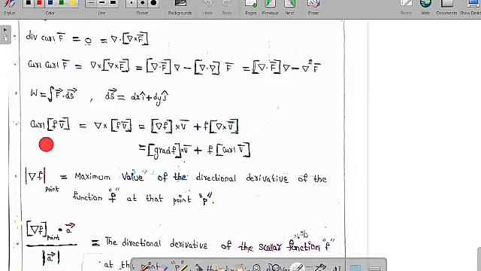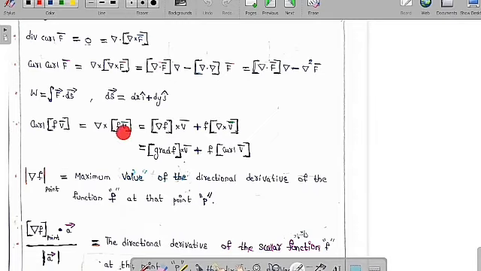Now I want to find the curl of f times v bar, where f is a scalar function and v bar is a vector. This is the same as the product rule, where the derivative of uv is equal to u derivative v plus u v derivative, like the differentiation of two vectors. In the same manner we are going to do it here.